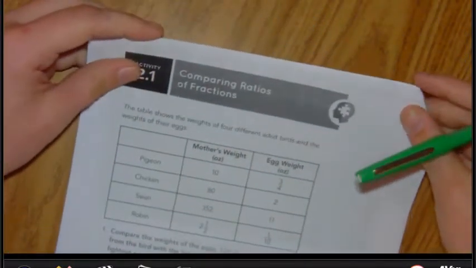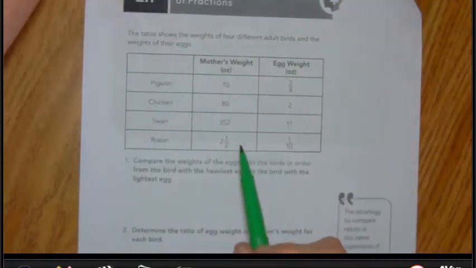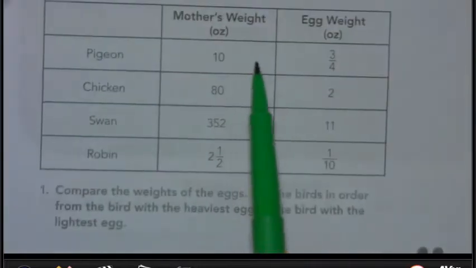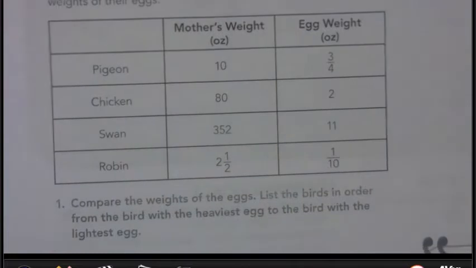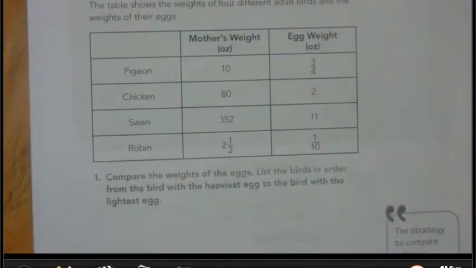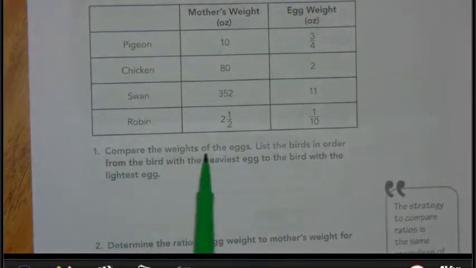Okay, and we're going to look at activity 2.1, comparing ratios of fractions. All right, so the table shows the weights of 4 different adult birds and the weights of their eggs. So I've got a pigeon, chicken, swan, and a robin. All right, the first step says compare the weights of the eggs.